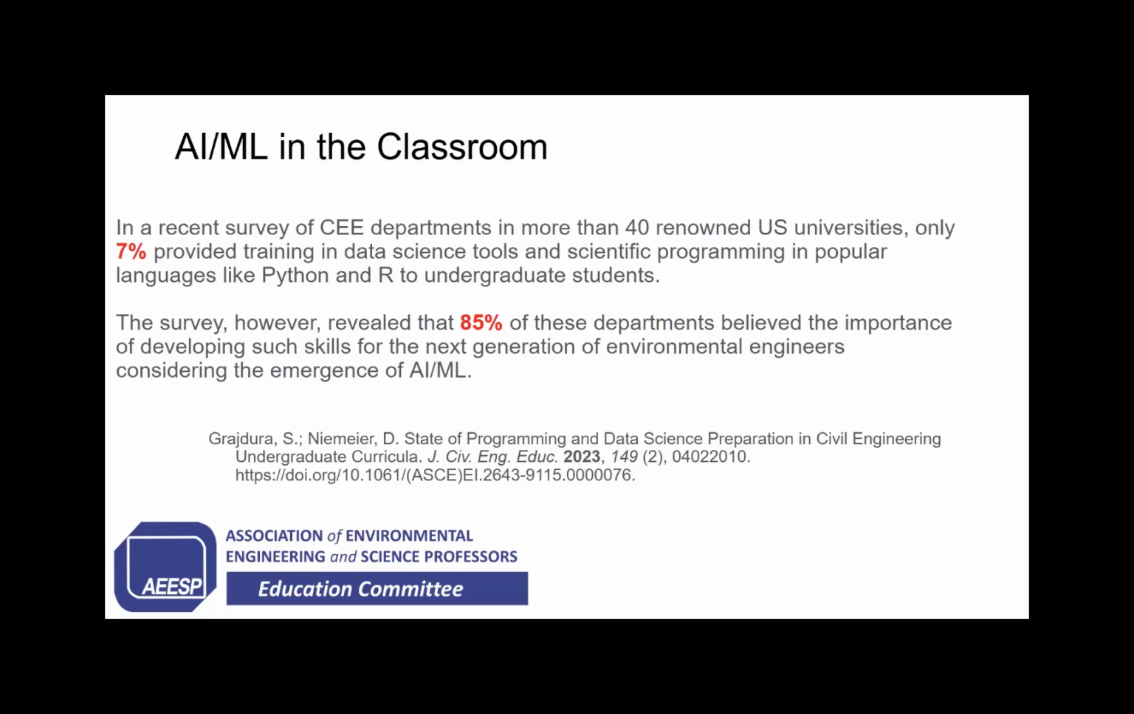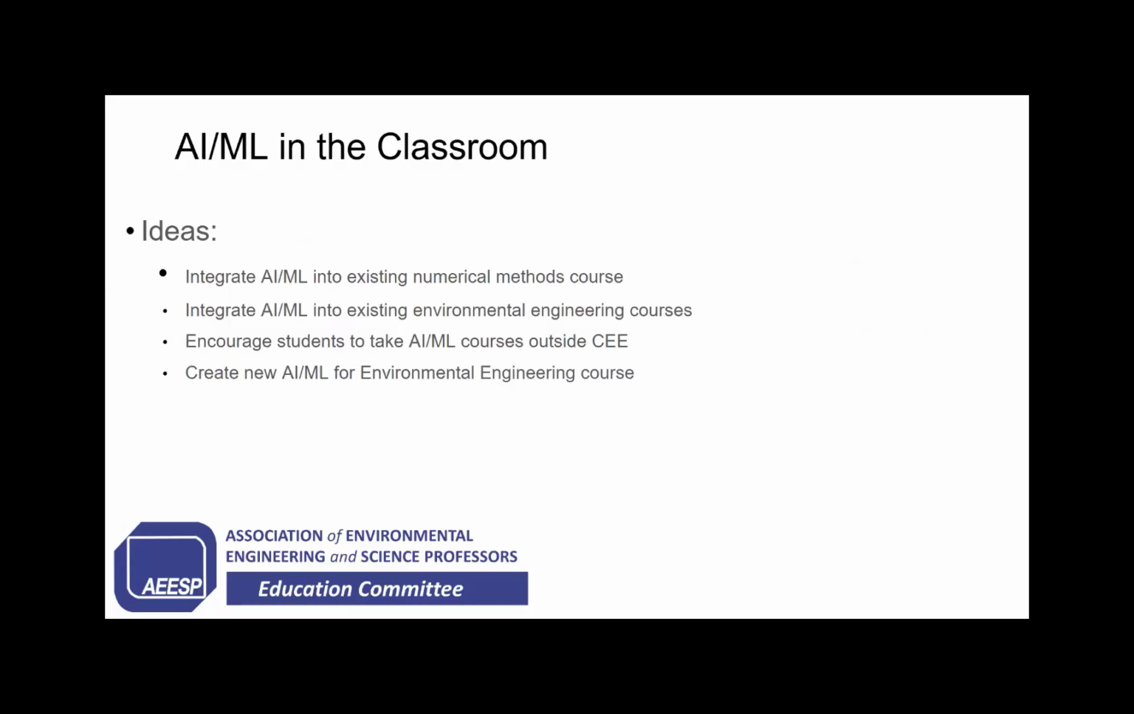And then translating this into the classroom, this is a study from Gradura back in 2023 that said out of 40 civil and environmental engineering departments, only 7% provided training in different programming languages like Python and R, but 85% of these departments believed that the students needed those skills. So there's this disconnect here between what we're actually teaching and what we think we should teach. So I think just based on the number of people attending here today, this is something that's fast moving that we want to integrate, and now it's trying to figure out how we actually do that.